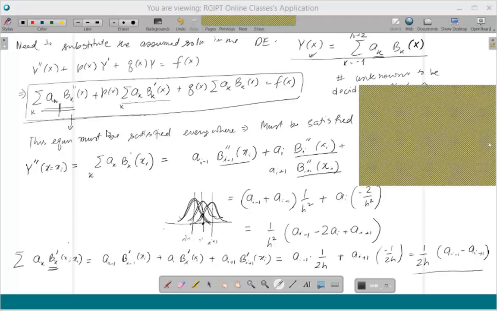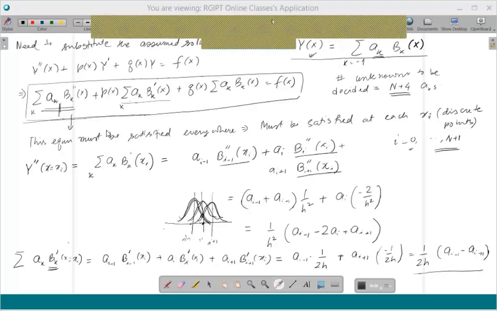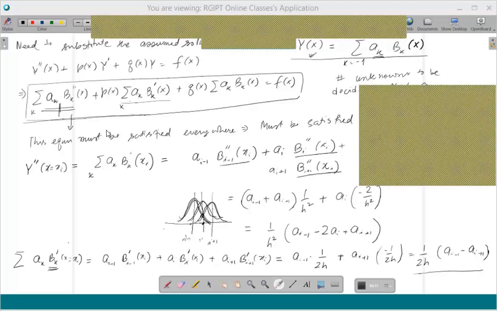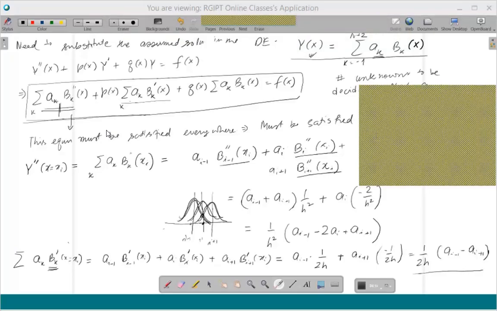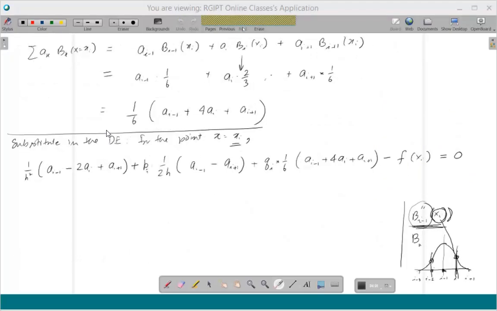Does bk minus 1 mean b at xk minus 1? What do you mean by b? B has no meaning by itself. I understand the confusion. So bk minus 1 does not mean b at xk minus 1. No. Let me remind you, bk minus 1 of x means a particular function which is centered at k minus 1 point. That's it.